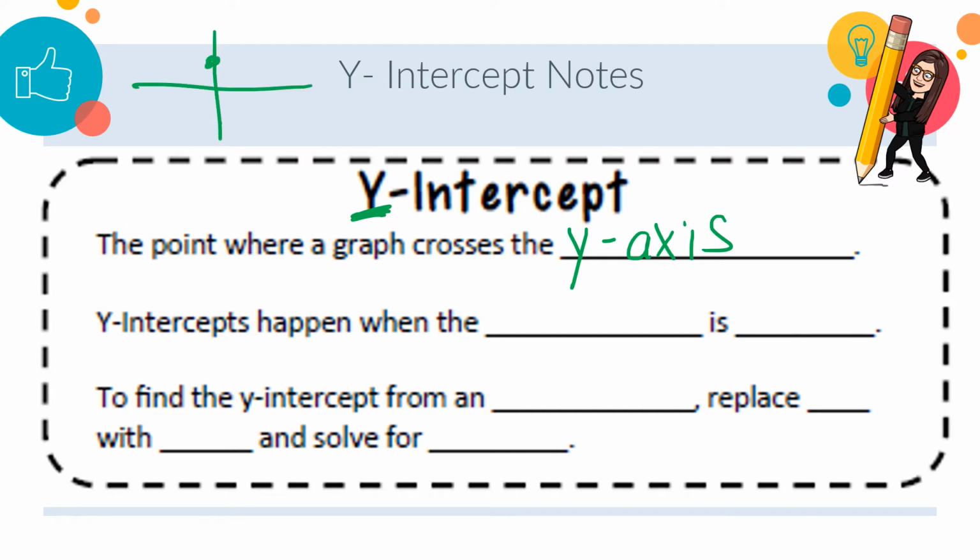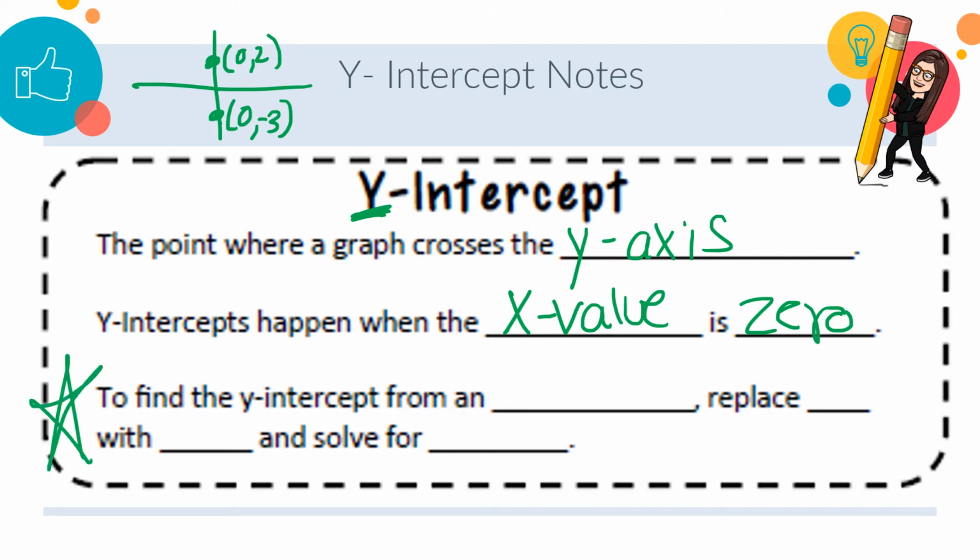If I'm on the y-axis, this could be like 0, 2, and this could be like 0, -2. So what do you notice they have in common? The y-intercepts happen when the x value is 0. See how the x value is 0 in both of those? So let's put a star over here. Here's your rule. Here's your steps. To find the y-intercept from an equation, you're going to replace x with a 0 and solve for y.